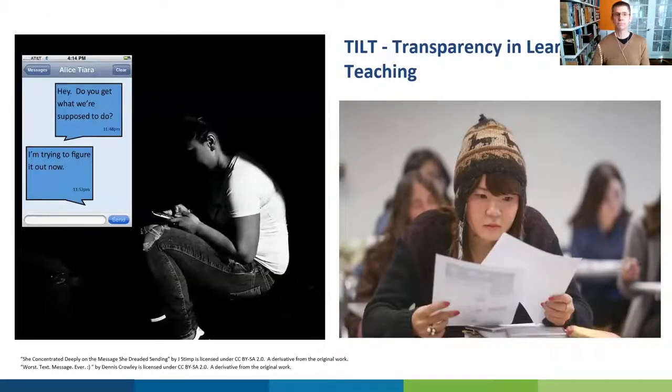Can we go to the next slide? The first basic academic need surrounds TILT, transparency in learning and teaching. This is a framework with significant benefits for students' learning that's been shown to have an even greater benefit for first-gen, low-income, and students of color. It involves outlining the purpose, task, and criteria for assignments.